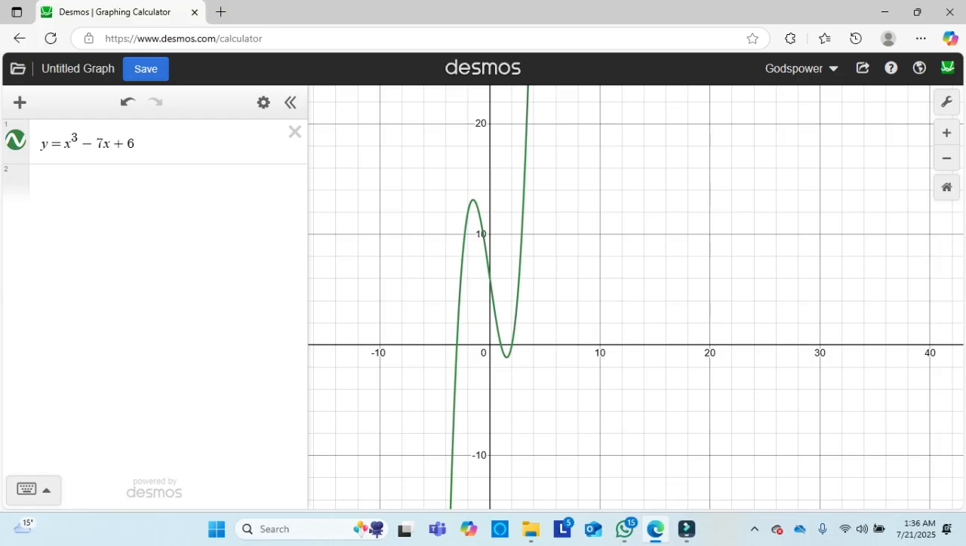So this is how to use Desmos.com to plot linear, quadratic and cubic graphs. You can plot all sorts of graphs on Desmos.